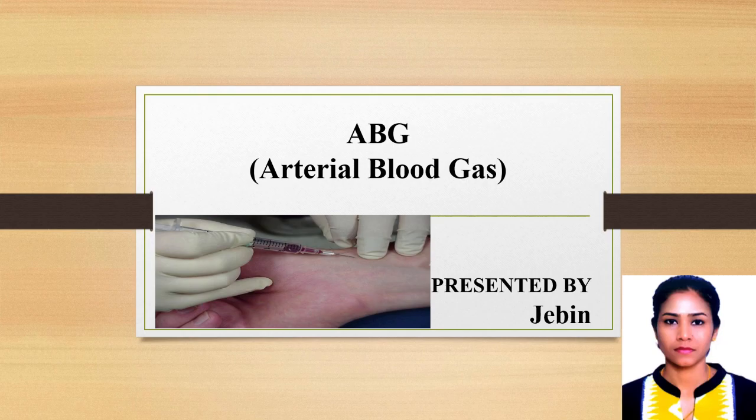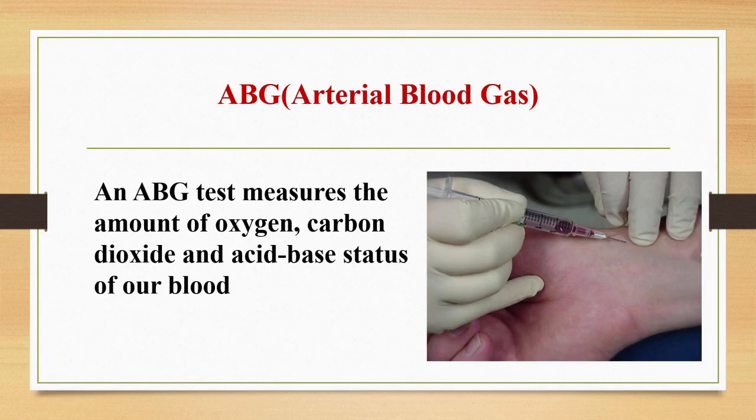Today I am going to discuss ABG, that is arterial blood gas. Let's move on to the topic. The full form of ABG is arterial blood gas. It is a test used to measure the amount of oxygen and carbon dioxide dissolved in the blood. It is also used to assess the acid-base status of our blood. In the following slides, I am going to explain how to interpret an ABG.